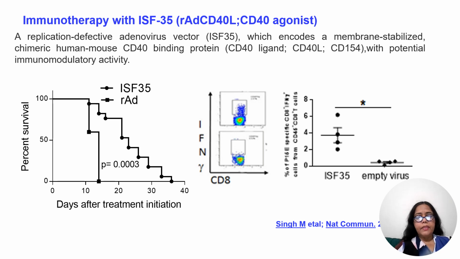So previously we reported that CD40 agonists significantly suppress melanoma growth and induce anti-tumor immunity. So this is actually the CD40 agonist. Here we use CD40 ligand, and you can see here it's pretty effective against melanoma and also induce anti-tumor immunity.